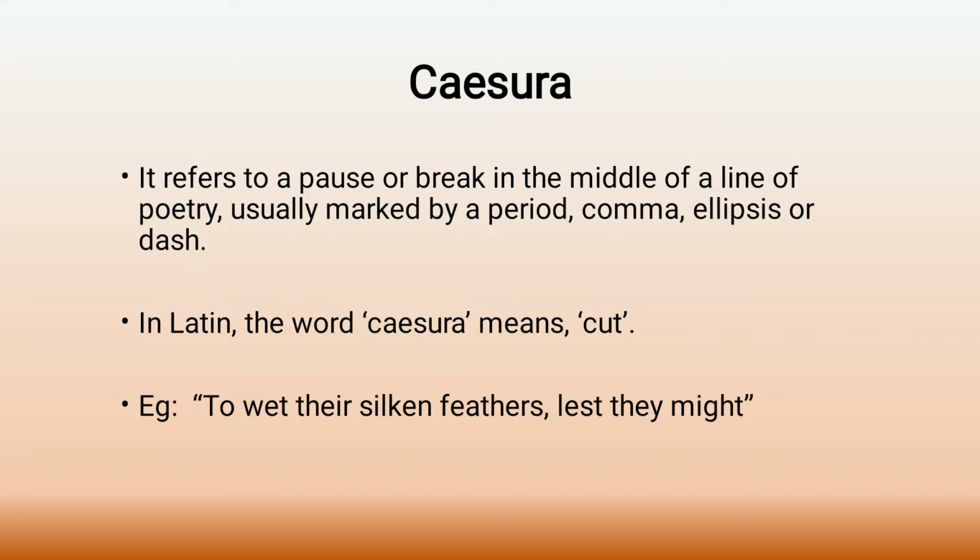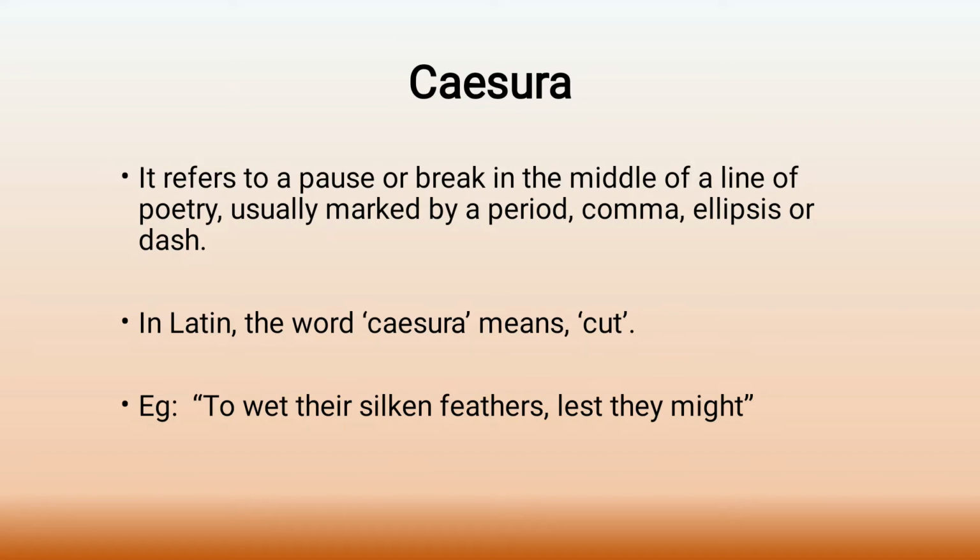And the next one is caesura. Here, caesura refers to a pause or break in the middle of a line of poetry, usually marked by a period, comma, ellipsis, or dash. So in a single line taken from a poem, at the middle part, we can see a slight pause, like a period or comma or colon, semicolon. So there will be a pause in the middle of the sentence. In that case, we can say it is an example of caesura.